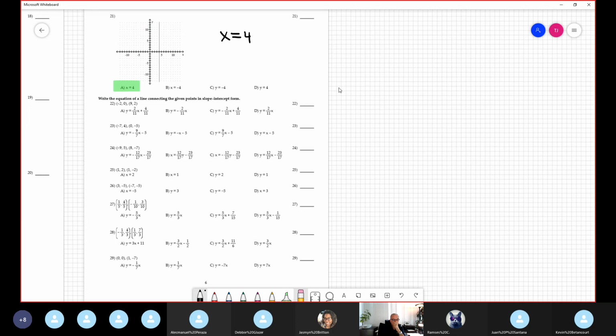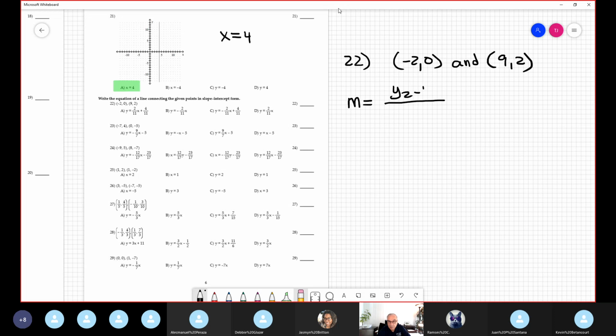Write the equation for the line connecting the given points. Let me try to do at least the first myself, and for the rest I want participation. We are doing 22 now. We have 2 points given: (-2, 0) and (9, 2). It's a little more complicated because you need to find the slope first. This is x1, y1. This is x2, y2. y2 is 2, y1 is 0. x2 is 9, x1 is minus 2. So it's 2 on the top, 11 on the bottom. This is my slope, 2 over 11, positive.